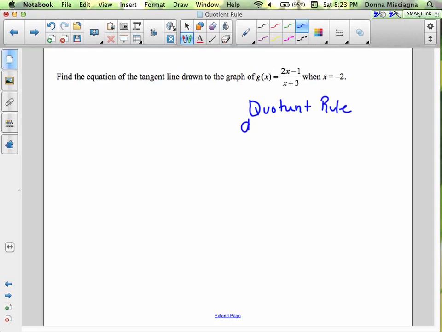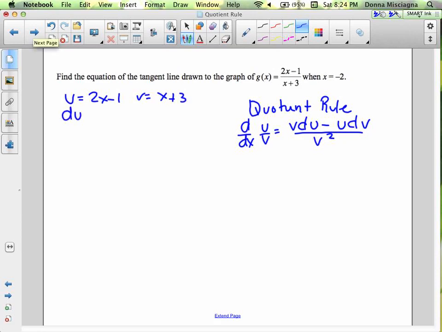Right, so our derivative of a quotient is the derivative of the denominator times the derivative of the numerator minus the numerator times the derivative of the denominator, all divided by denominator squared. All right, so u is 2x minus 1, v is x plus 3. Mighty easy derivatives, by the way. The derivative of 2x minus 1 is 2. The derivative of x plus 3 is 1, right? The derivative of x is just 1, and the derivative of the constants are 0.